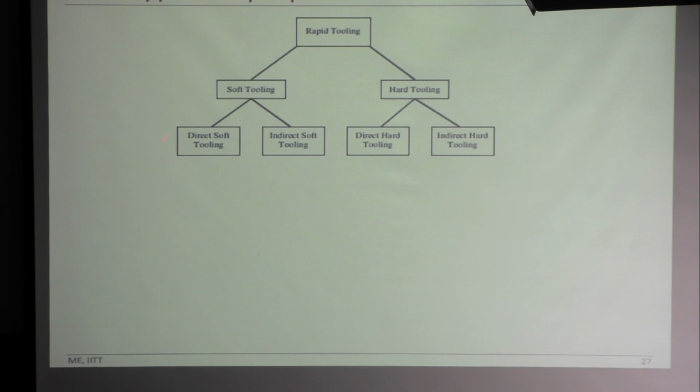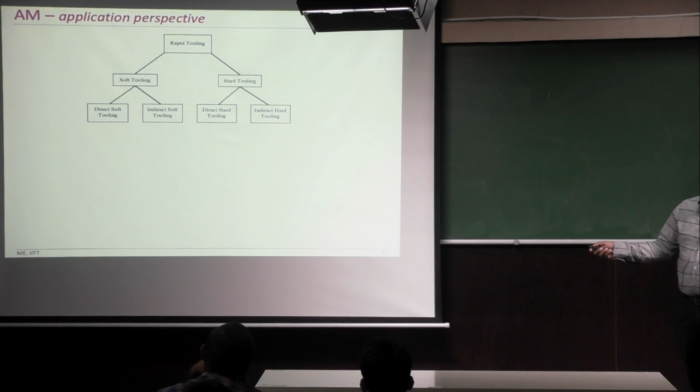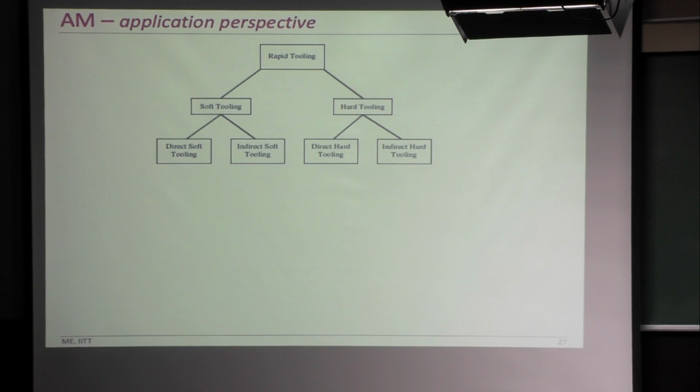So we have seen direct soft tooling. Now we'll see direct hard tooling. Can you guess what's the difference between direct soft tooling and direct hard tooling? More components. Yes, these are metallic molds, and you can manufacture more components.